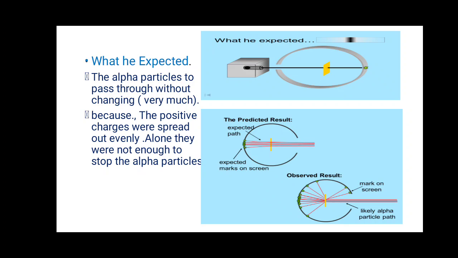As seen in the diagram, he expected the path of the emitted or bombarded alpha rays on the foil to be a straight line on the screen. But the result he actually observed is given in the diagram.